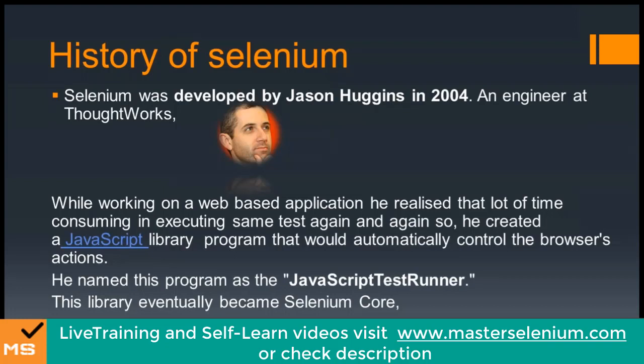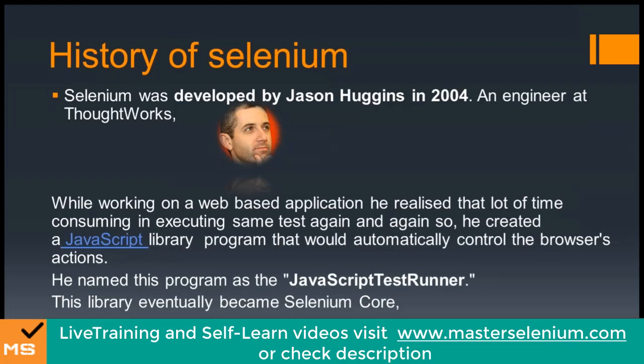Selenium was first developed by Jason Huggins in 2004, an engineer at ThoughtWorks. He was working on a web-based application, testing it by executing the same activities again and again. He identified that it was taking a lot of time and effort, and moreover the quality also decreased by doing the same type of activity again and again. So he wanted to reduce the time and enhance the quality.